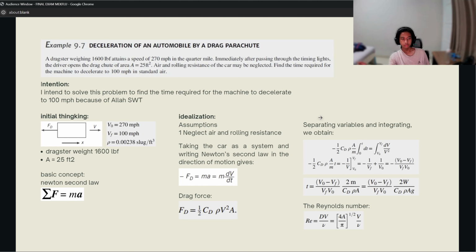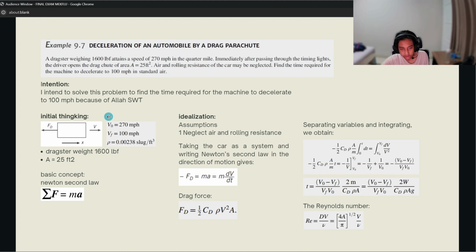Like question number 1 and 2, we need to do the intention first. So I intend to solve this problem to find the time required for the machine to decelerate to 100 miles per hour, because of Allah Subhanahu wa Ta'ala. So let's move on to the next step, which is initial thinking. In initial thinking, the free body diagram will look like this, where the drag force is to the left, the velocity goes to the right, and the car movement is to the right.